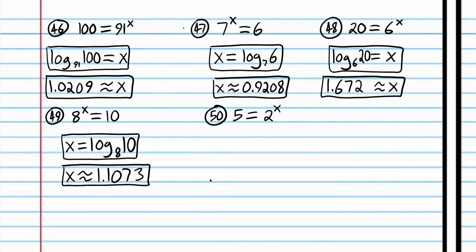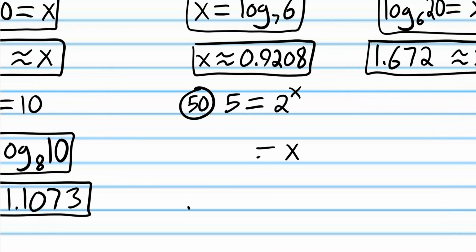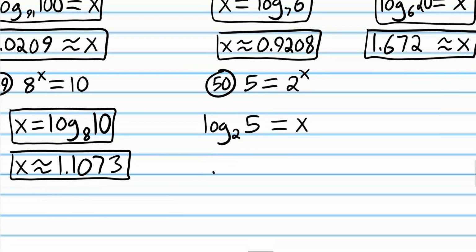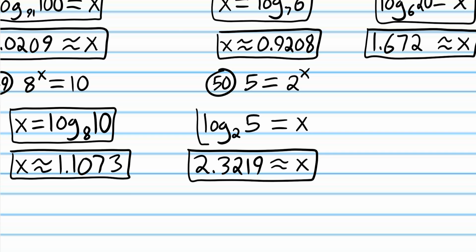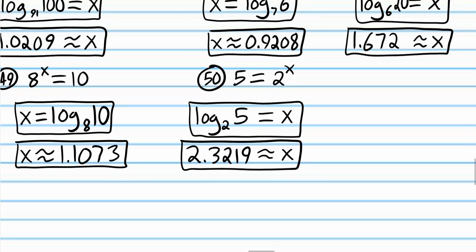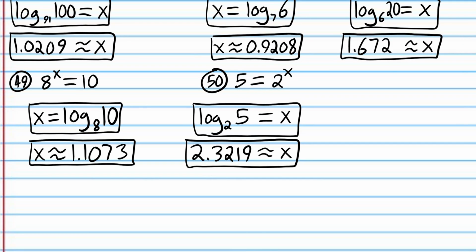All right, we're back. Again, the x can go on the left side or the right side. It doesn't really matter. X equals log base, just make sure you put the 2 there and the 5 there. Don't mix up those numbers, or else you get the wrong answer. So then x is approximately equal to 2.3219. So if you got those 2 answers, good job.